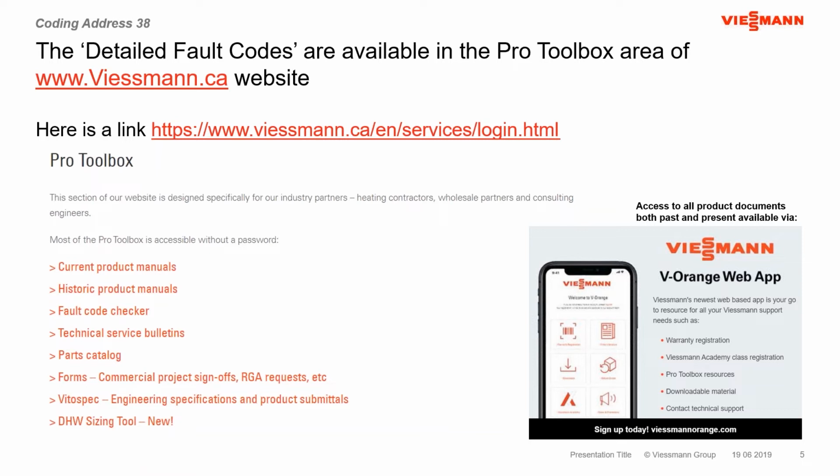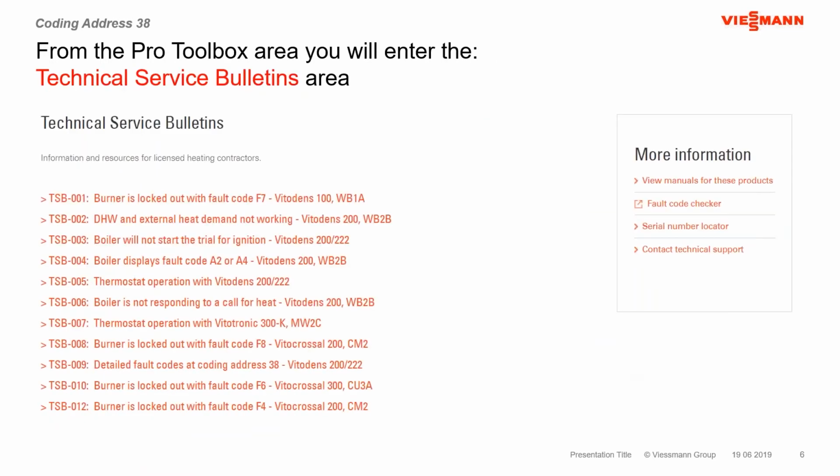You can also sign up with the ViessmannOrange.com app, put that on your device, your tablet or your phone or laptop, whatever you're using, and you would have access to these technical service bulletins at that particular point in time as well. So we do our best to get this information into your hands and have it available for you. If you click on the technical service bulletins, right now there are about 12 different bulletins available on the website or on the Viessmann Orange app. And the technical service bulletin related to address 38 would be the TSB-009.